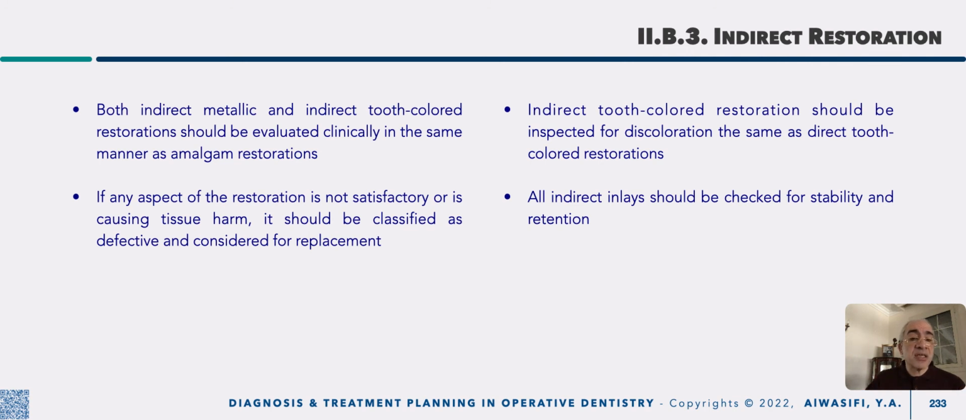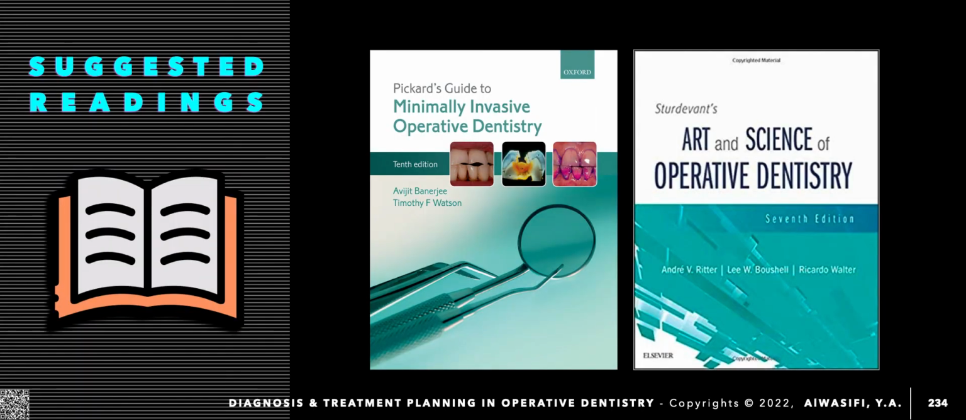Check the cavity and examine it again. Check the adaptability of your restoration. Check the wall divergency, if it is proper or over, and re-cement it, or you may modify the cavity and replace it.